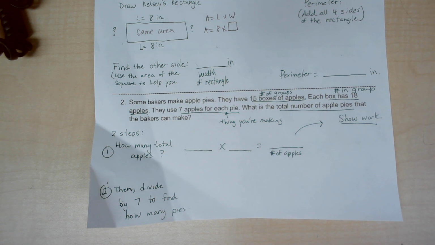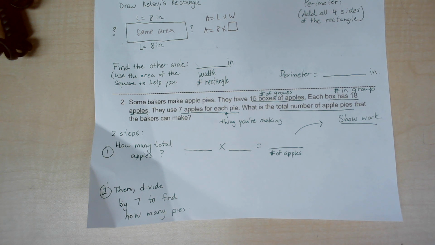This is 2 steps. First, you got to find out how many apples you have altogether. You got 15 boxes times 18 apples, because you got 15 times 18. So once you get that number, that's how many apples you have. But that's not the answer. You can make apple pies with those apples. So then you have to divide by 7 to find out how many pies you're going to make. Once again, it's 2 steps.